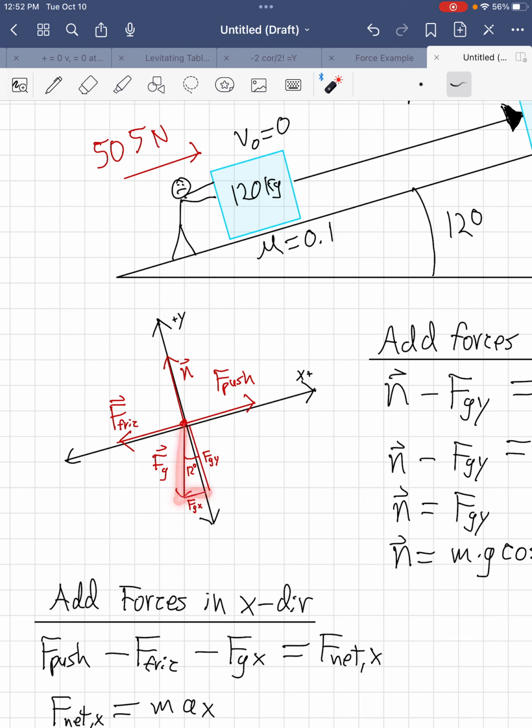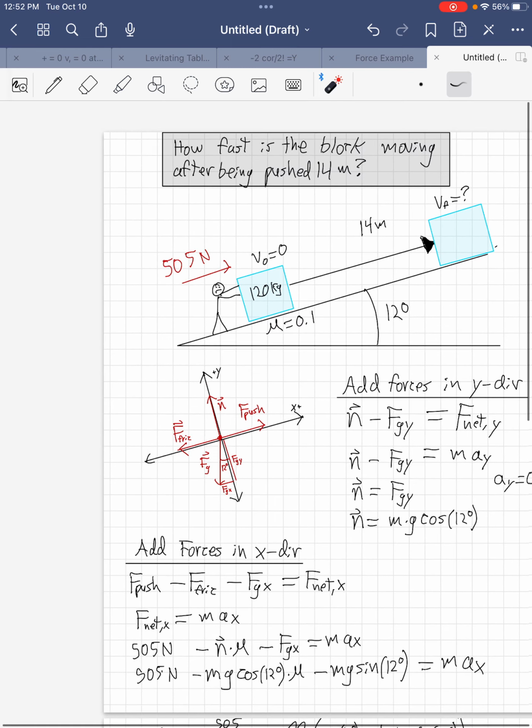So remember, it's just a right triangle. All vectors are just right triangles. The x and y components are the sides of the triangle, and the magnitude is the hypotenuse. All right, and this angle is 12 degrees here, so that's the x component, and that's the y component. And you can see that the x component of gravity is pushing the block downhill, so it'll be negative.